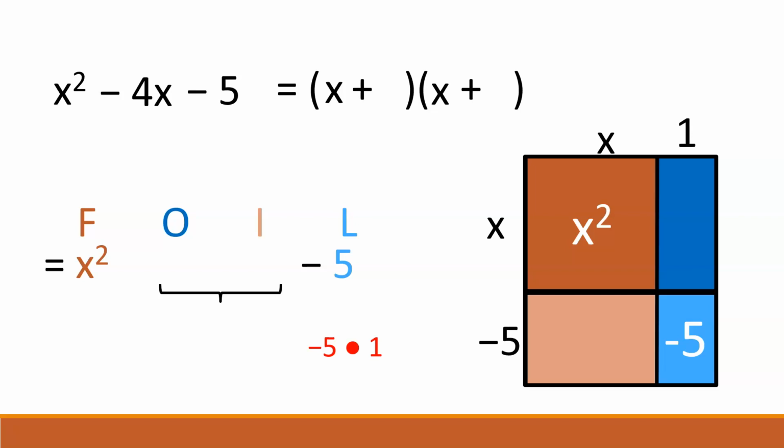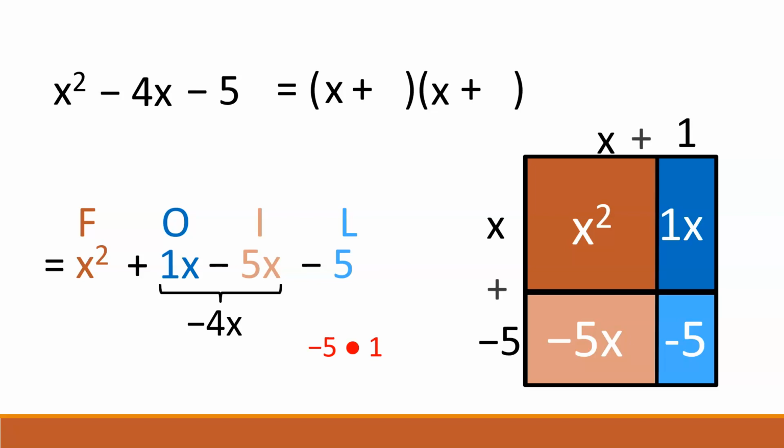So negative 5 times positive 1 is negative 5. So far, so good. The other two areas are negative 5 times x, which is negative 5x, and x times 1, which is 1x. And that would give us outer of 1x, inners of negative 5x. Those add to give us, there we go, negative 4x. We found it. So we've got our two binomials figured out. Now there's only one other thing that we're going to do here. One of our binomials is x plus negative 5. We're going to write that as x minus 5. Looks a little bit neater to do it that way, but it means the same thing.